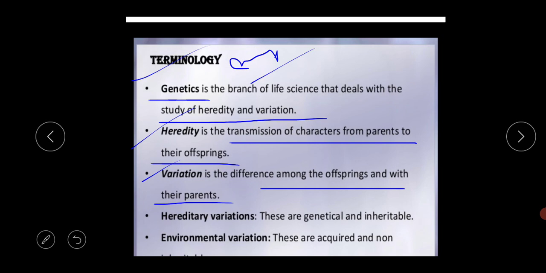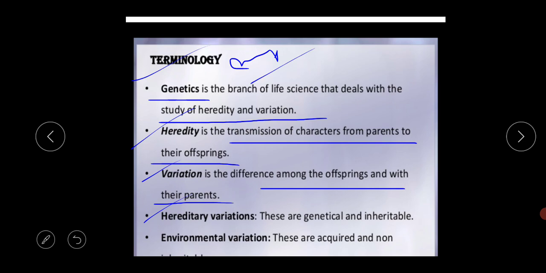This variation comes by sexual reproduction, not in asexual reproduction. Those who perform asexual reproduction, their offspring and parents look more or less the same, because you cannot identify which is the parent amoeba and which is the offspring amoeba. This is the parent hydra, this is the offspring hydra. You cannot identify, but you can easily identify the parent human being and their offspring. Why? Because of the variation, and this variation comes through sexual reproduction.